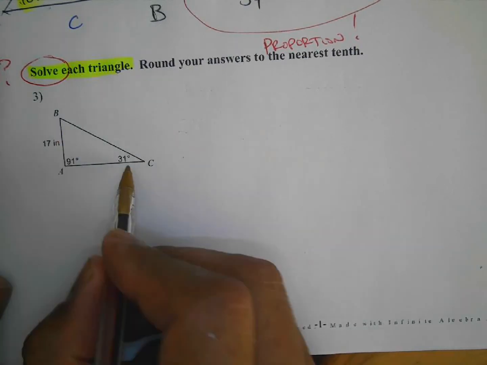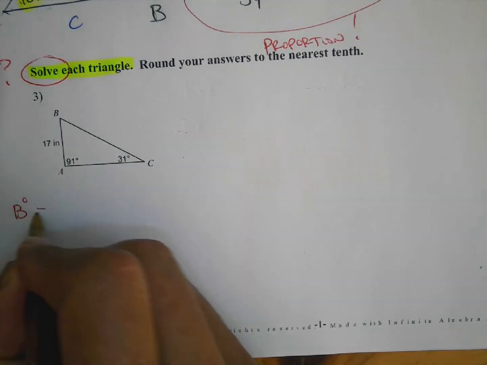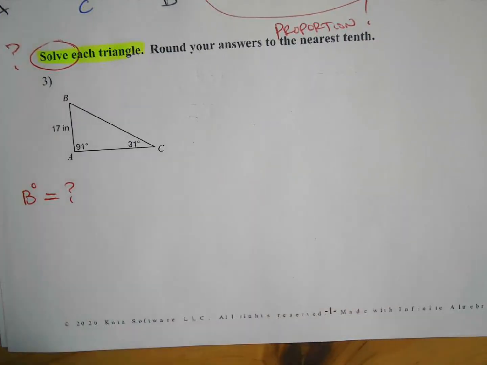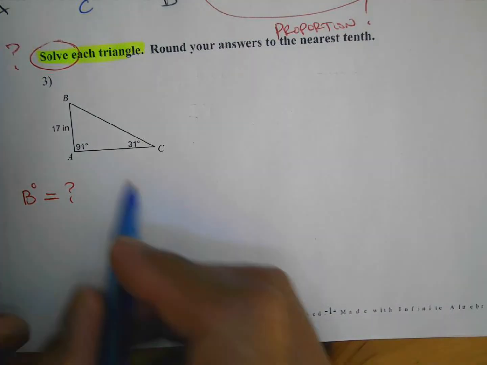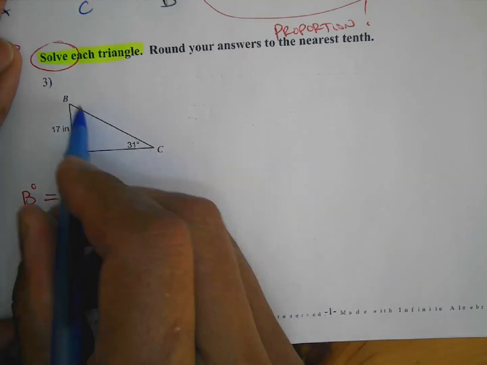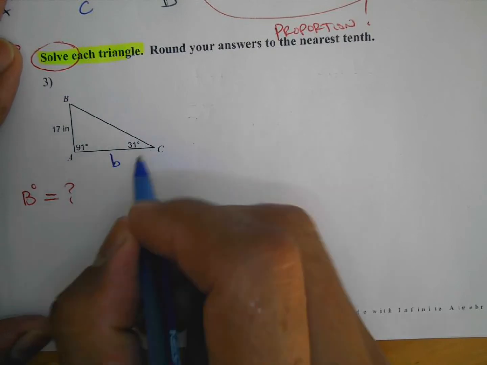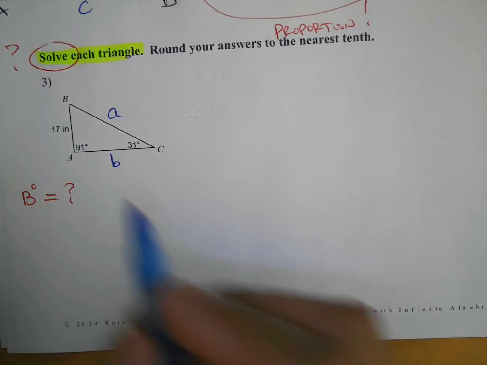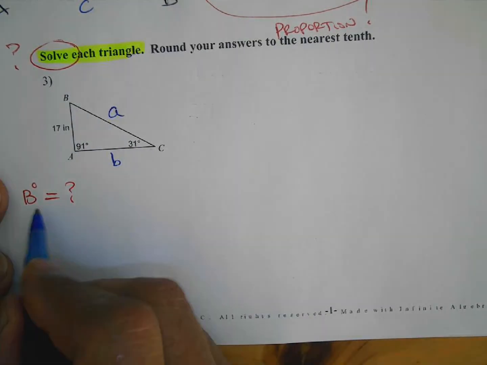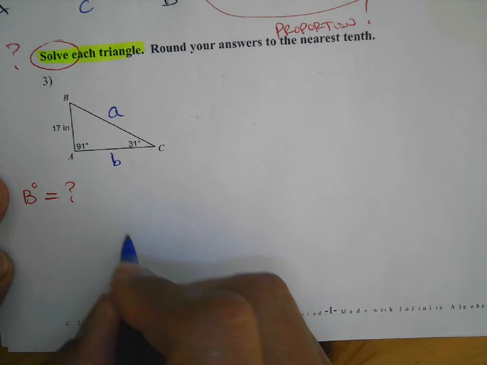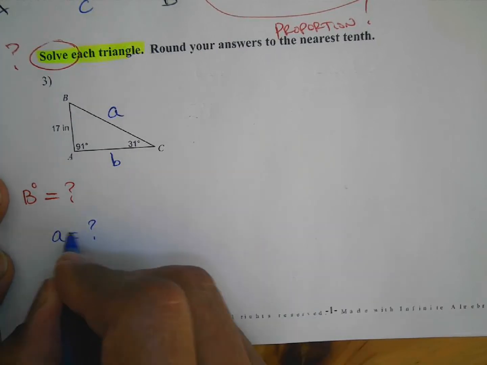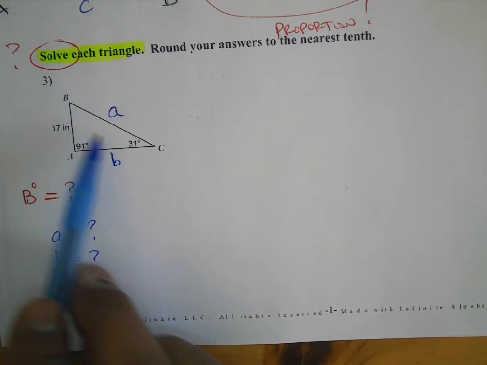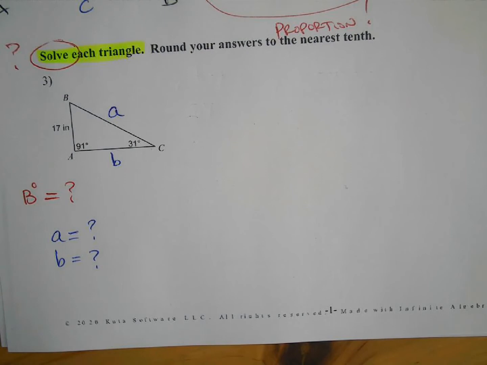Does everybody agree that the only missing angle is angle B? I got to find angle B. And for the sides, does everybody agree that I'm missing a side? I don't have this side, which would be side B, lowercase b, and I also don't have side A. I don't need that one. I already have that one. So I got to find angle B, and I got to find side A and side B. So to solve a triangle means to find all the missing angles and all the missing sides.